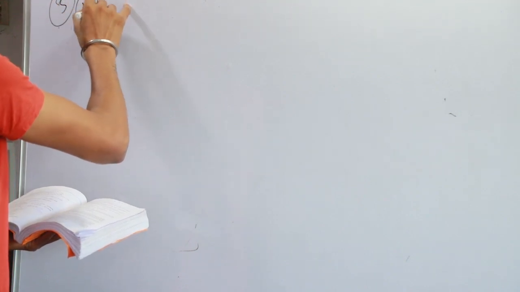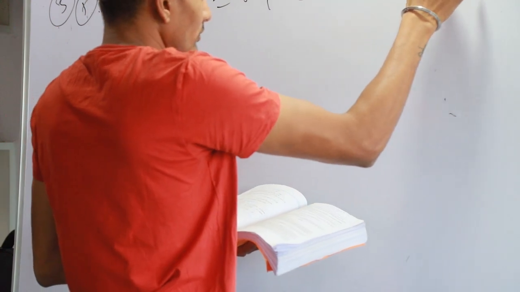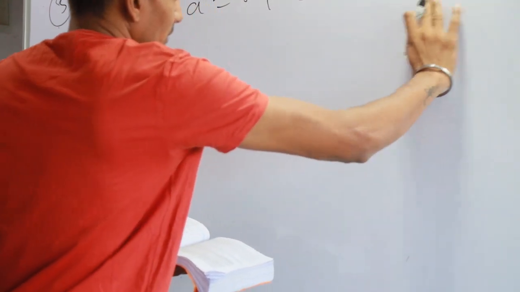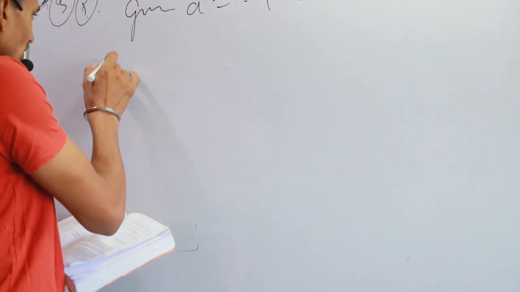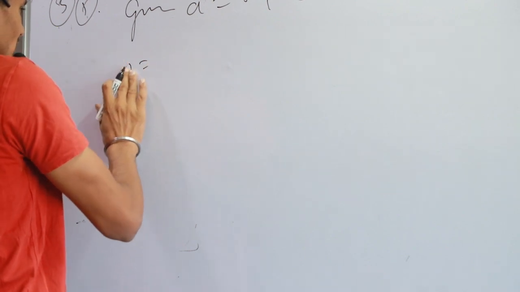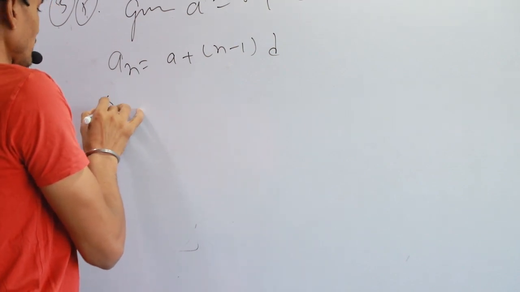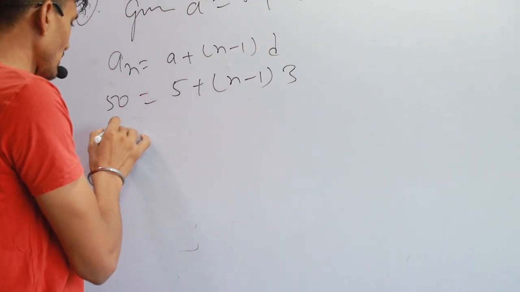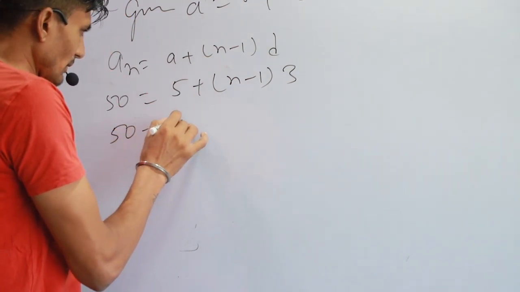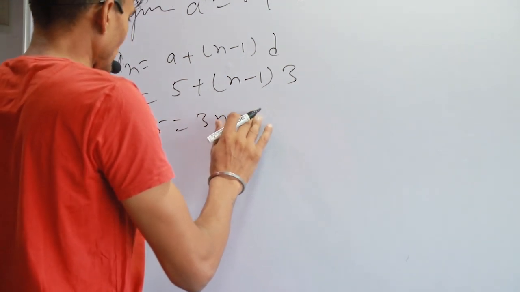Question number 3, first one. Third का first one, given a equal to 5, d equal to 3, an equal to 50. Now Tn equal to how much? That means an equal to a plus n minus 1 into d. Here 50 is equal to 5 plus n minus 1 into 3, that is equal to how much? 50 minus 5 is equal to 3n minus 3.